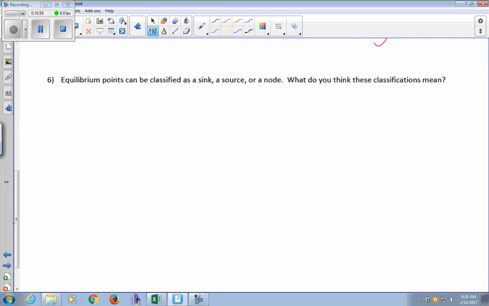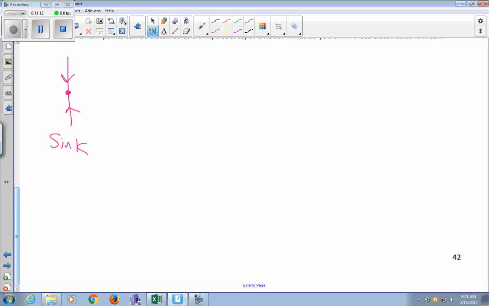All right, equilibrium solutions can be classified as a sink, a source, or a node. And what do these mean? I told you basically already. Sink: when the solutions go towards the equilibrium solution. If I was going to draw this in a ty plane, if here's my equilibrium solution, a sink means that all my solutions are heading towards it, like that.